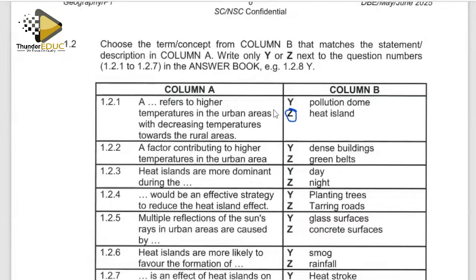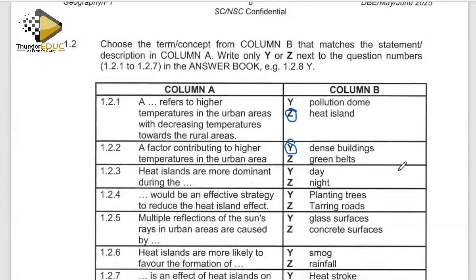Right, moving on to the next question, number 1.2.2. The question says, a factor contributing to higher temperatures in the urban areas. Between the two, dense buildings and green belts, which one is most likely to cause higher temperatures in the urban area? Our correct response is Y. Dense buildings, they are the ones that contribute towards higher temperatures in the urban areas. Because of the effect of artificial surfaces, they tend to absorb heat, and also some of the buildings will be having shiny surfaces, which will cause multiple reflections, and those multiple reflections are going to contribute towards higher temperatures in the urban areas.